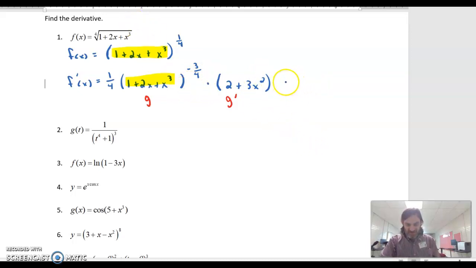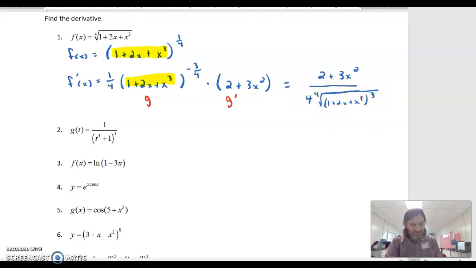If we want to clean that up a little bit, it's not necessary, but we can put the 2 plus 3x squared on top. The 4 part of the 1/4 will go on the bottom, and then we can have the fourth root of 1 plus 2x plus x cubed down there if we want to. But it gets a little bit messier that way. Usually I don't try to clean things up, but if you've gone ahead and done it, sometimes it helps you feel good about it.